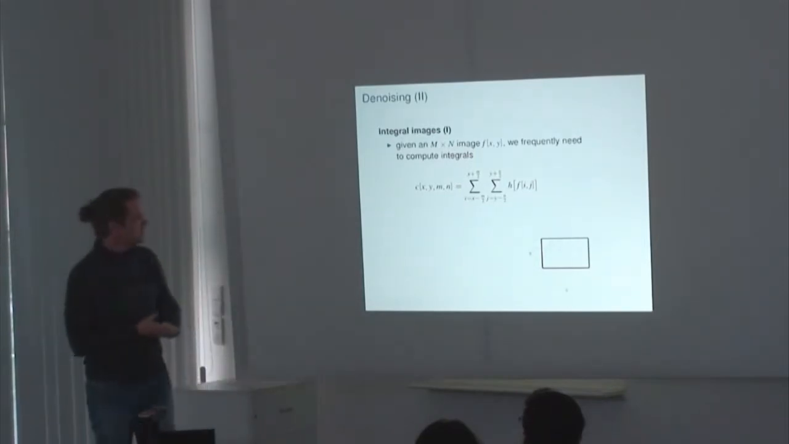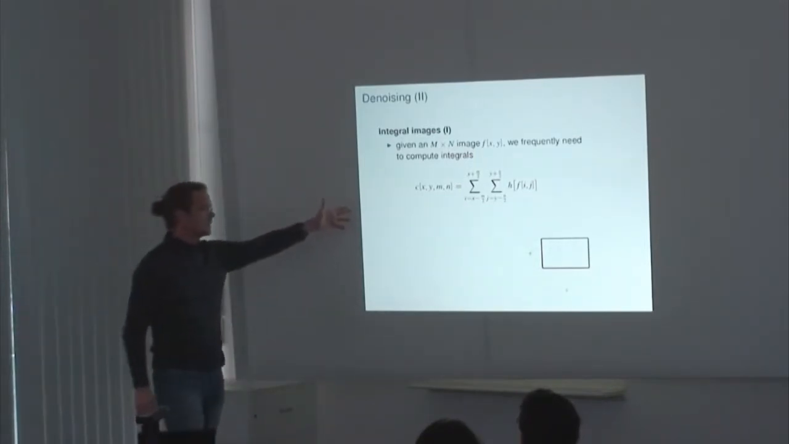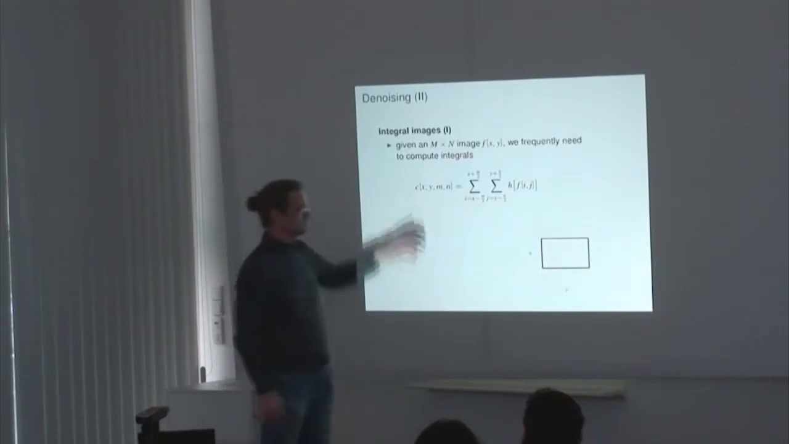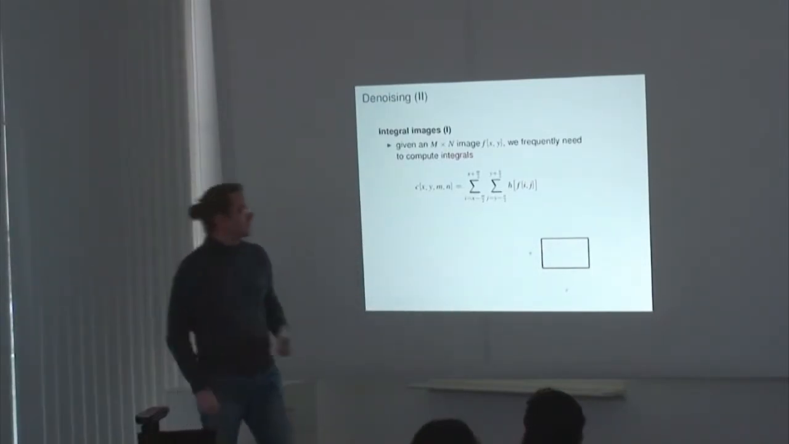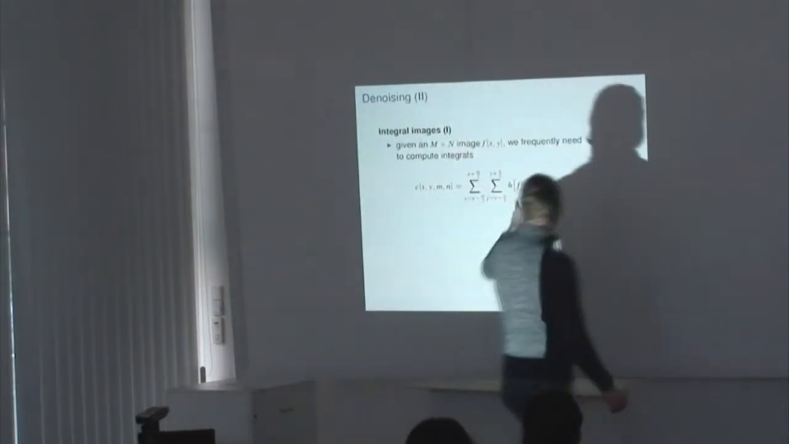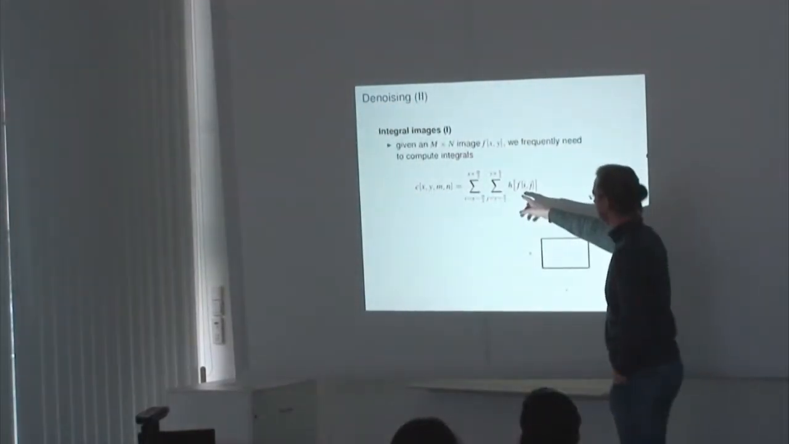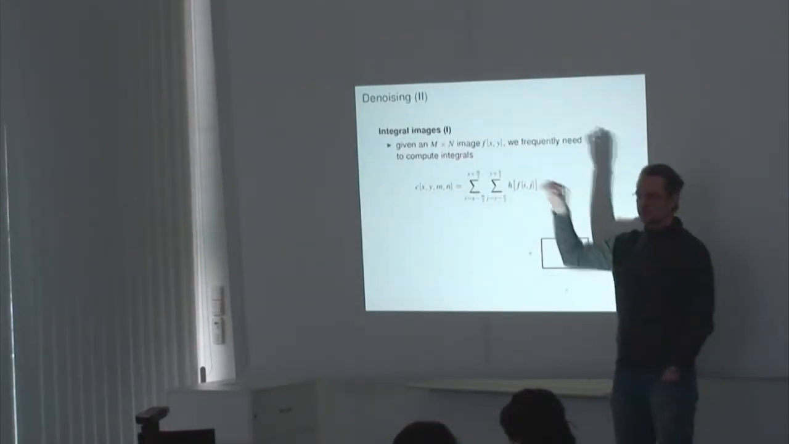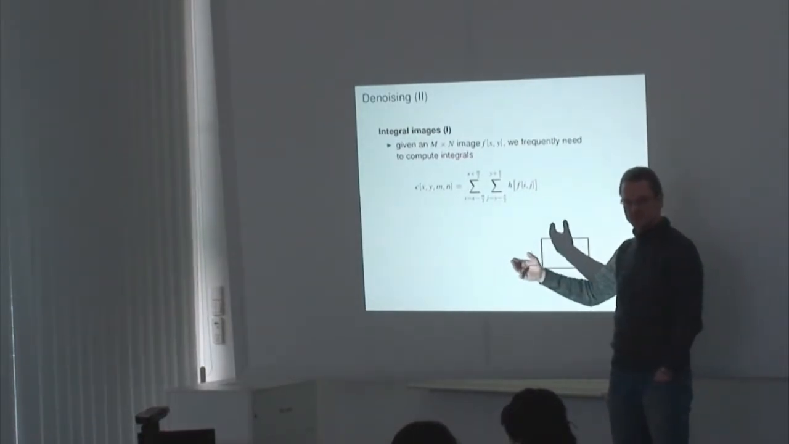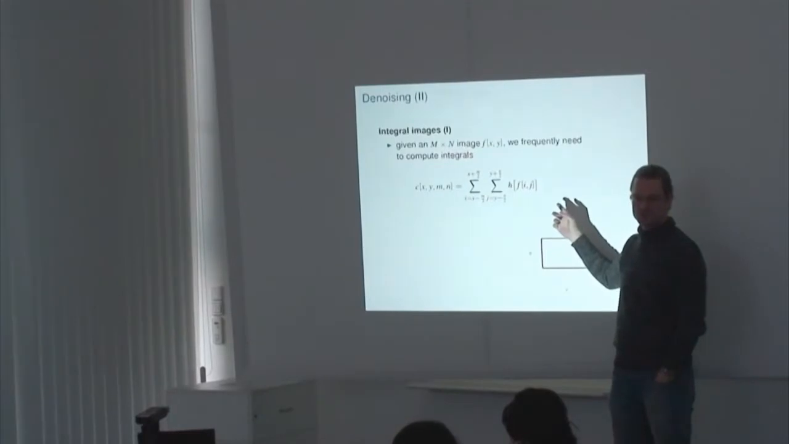And of course you see that this is indeed a very complicated way of, for instance, writing down the idea of mean filtering. We may think of this function h of f of i and j simply as 1 divided by m times n times f of i and j. Right?